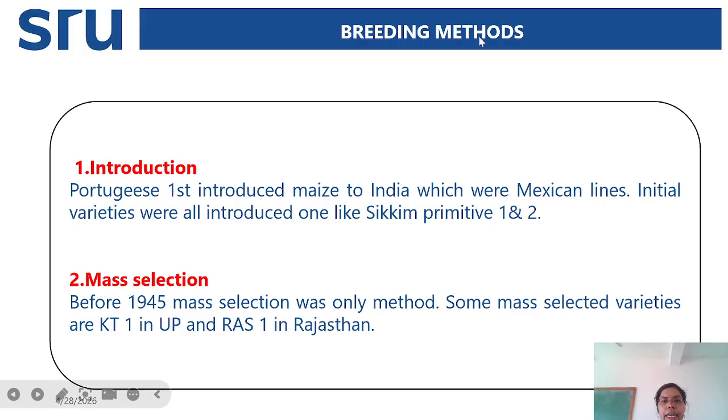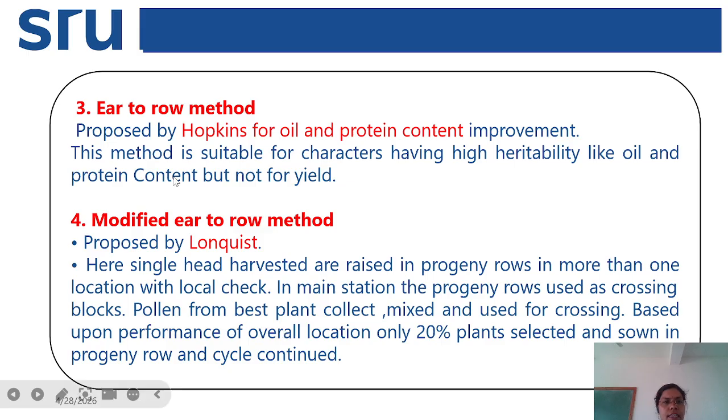And next, coming to breeding methods. Generally, the Portuguese first introduced maize into India, from Mexico, and the initial varieties were all introduced, like Sikkim Primitive 1 and Sikkim Primitive 2. These are the two introduced varieties. And next is mass selection. Before 1945, mass selection was the only method, but some mass selected varieties are KT1 in UP and RAS1 in Rajasthan.